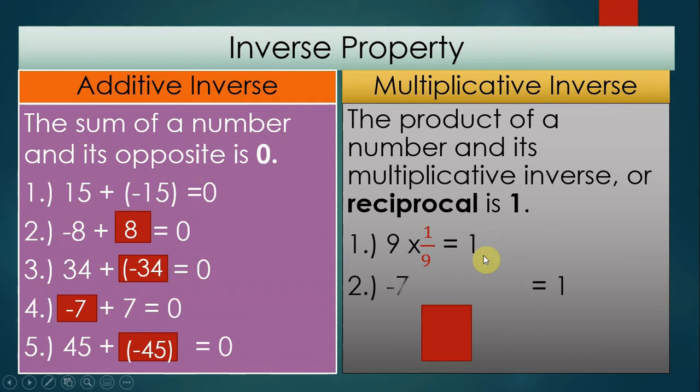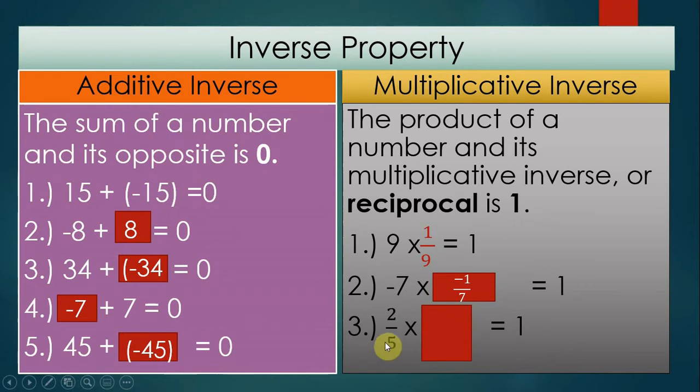Okay, another example. Number 2, what should be multiplied to negative 7 to get positive 1? So the answer is negative 1 over 7. Now number 3, what should be multiplied to 2/5 to get 1?